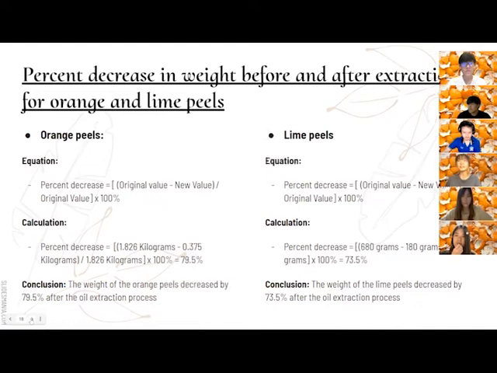There are some percent decreases in weight before and after extraction for orange and lime peels. For the orange peels, we use the equation: percent decrease equals the original value subtracted by the new value, divided by the original value, and multiplied by 100. This is the same with the lime peels also. So in conclusion, the weight of the orange peels decreased by 79.5% after the oil extraction, and for the lime peels, it decreased by 73.5%.